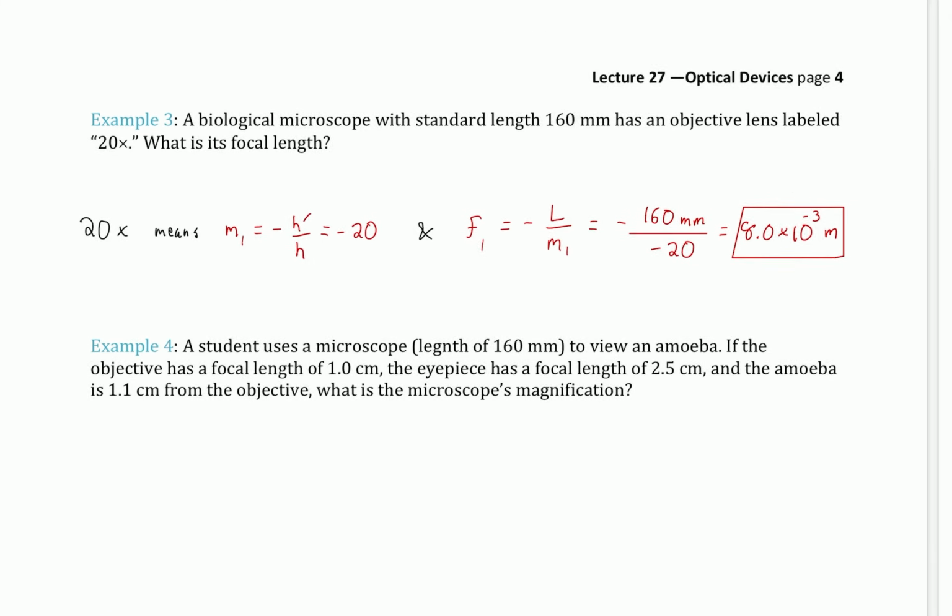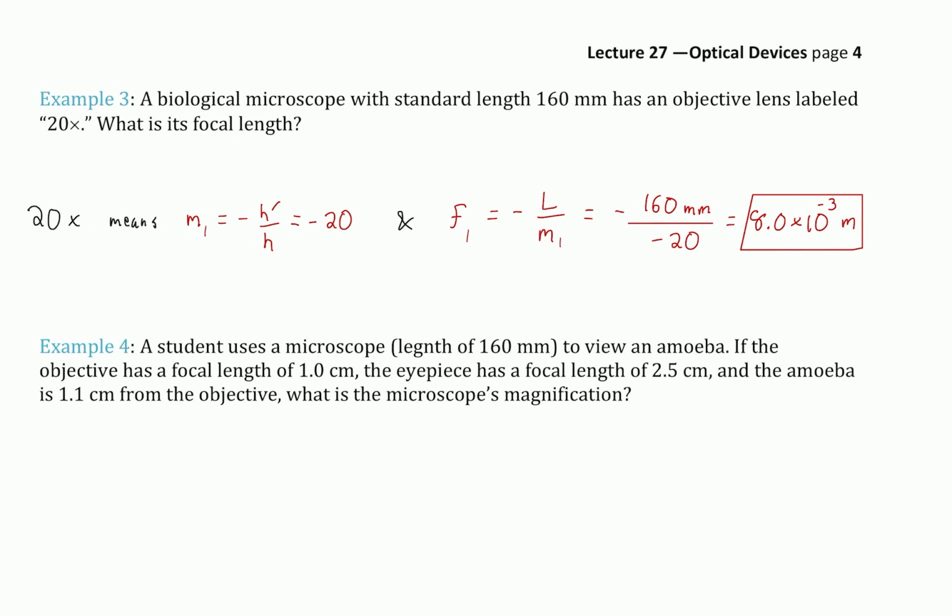Okay, so now let's move on to a problem that involves a microscope. We have a biological microscope with a standard length of 160 millimeters. I will always, in any of my example problems, give you the length of the microscope. However, there is a standard. Sometimes problems will just say a microscope or a student's microscope, and you're supposed to assume it's 160 millimeters.